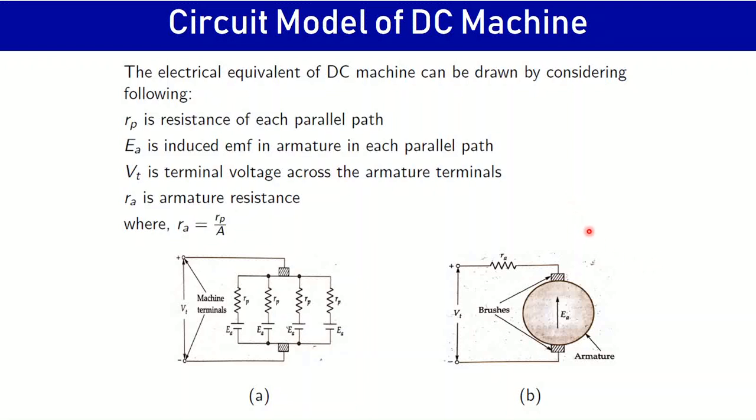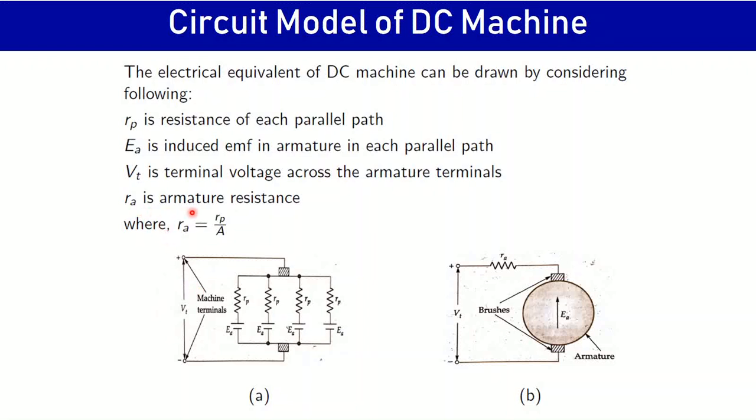Once we understand how to derive the EMF equation, making the circuit model of a DC machine becomes very easy. So, the electrical equivalent of a DC machine can be easily drawn by considering the following. We are assuming that Rp is the resistance of each parallel path shown here. EA is the induced EMF in the armature winding in each parallel path. Vt is the voltage across the armature terminals. So in case of a motor, this is the applied voltage, and in case of a generator, this is the voltage which is obtained at the load terminal.